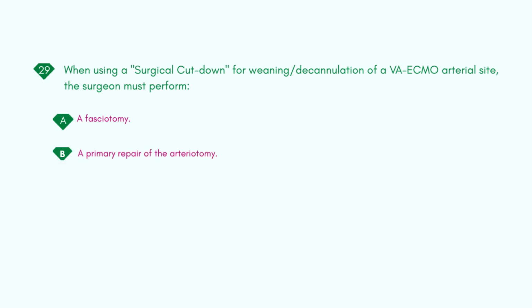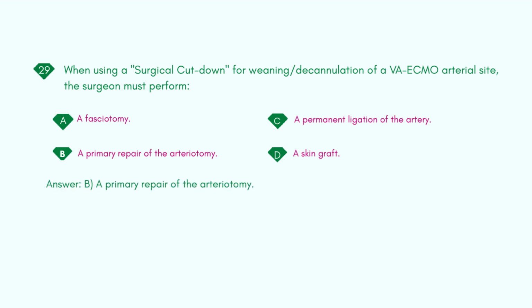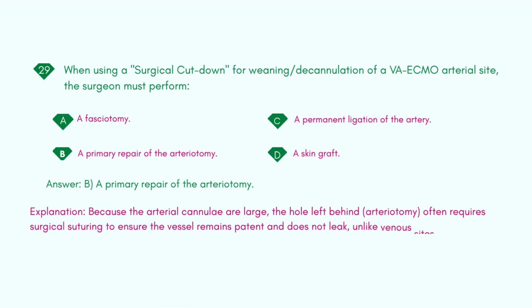When using a surgical cut-down for weaning/decannulation of a VA-ECMO arterial site, the surgeon must perform A. A fasciotomy. B. A primary repair of the arteriotomy. C. A permanent ligation of the artery. D. A skin graft. Answer: B. A primary repair of the arteriotomy. Explanation: because the arterial cannulae are large, the hole left behind, arteriotomy, often requires surgical suturing to ensure the vessel remains patent and does not leak, unlike venous sites which may sometimes be managed with manual pressure.